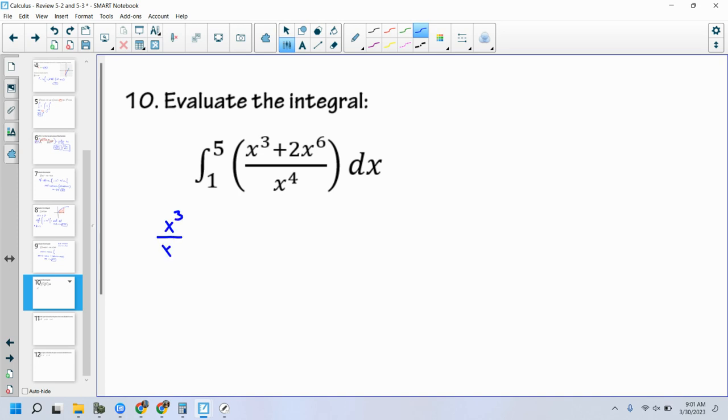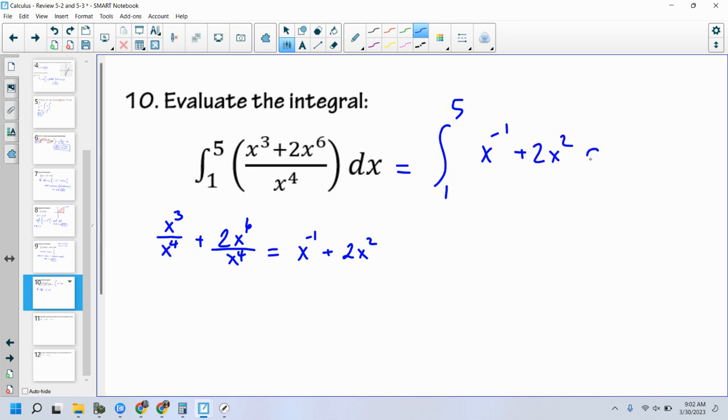X to the 3rd, I'm just going to write this as a polynomial. I'm going to reduce this a little bit to write it as a polynomial, just uncommon the denominator. And this is going to be x to the -1st plus 2x squared. So that's equivalent from 1 to 5 of x to the -1 plus 2x squared dx. Let's find the antiderivative now. Well, what's the antiderivative of x to the -1st?